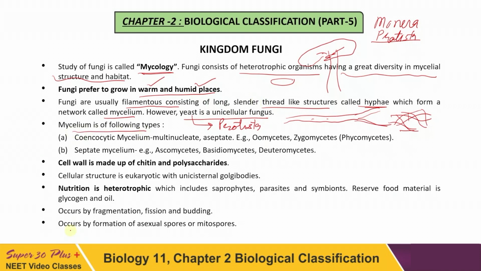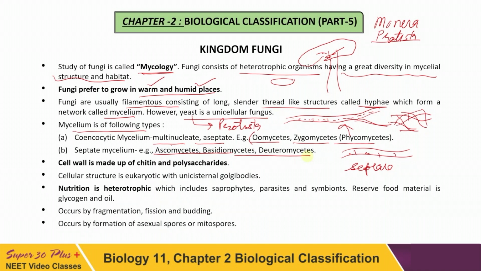Mycelium will be of two types. Coenocytic mycelium: here many nuclei are present, there are no septa, that is, it is multinucleated and aseptate. This type of mycelium is found in phycomycetes, having two groups, oomycetes and zygomycetes. You have to remember that the mycelium of phycomycetes is multinucleate and aseptate. Otherwise it may be septate also. That is, the septa are there and inside the nuclei are there. That is known as septate mycelium, found in ascomycetes, basidiomycetes and deuteromycetes.